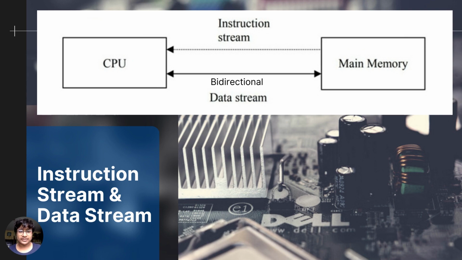Now coming to the instruction stream and the data stream. The main memory sends the instruction stream to the CPU, and the CPU can send the data stream to main memory, and the main memory can send to the CPU. So basically the data stream is bidirectional, but the instruction stream is unidirectional. You can see the diagram, it's clearly mentioned, the visual thing.